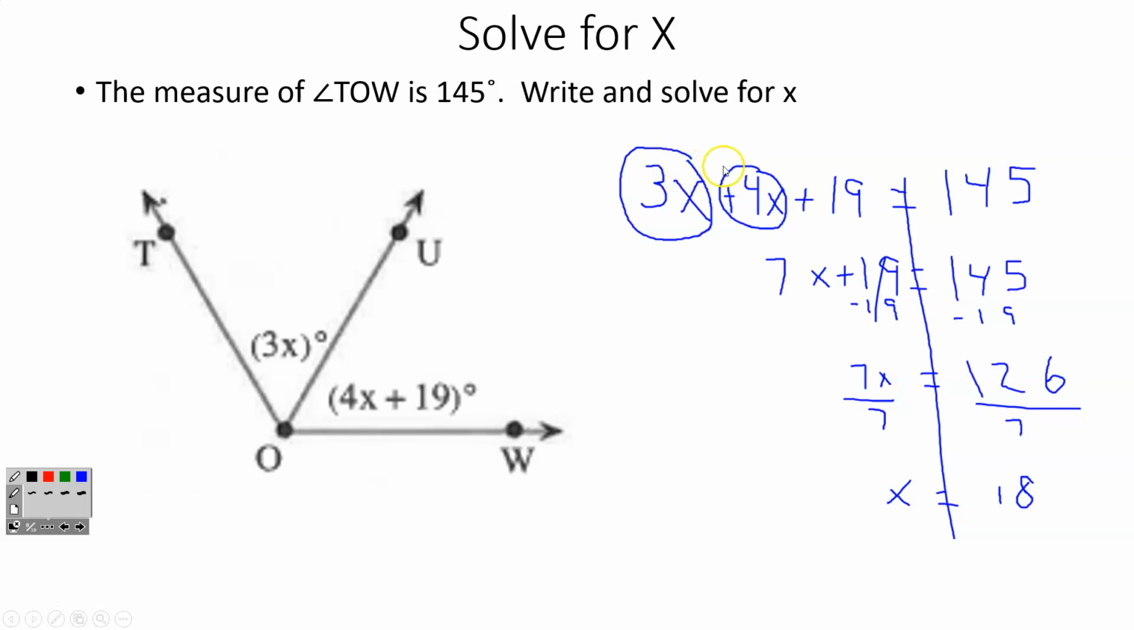So we're going to combine like terms. We're going to combine the 3x and the 4x, and that's where our 7x comes from. Bring down our plus 19. We need to get rid of that plus 19, so we're going to subtract 19 from both sides. That's going to give us a 7x on this side. 145 minus 19 is 126. We're going to divide both sides by 7 after that and get an answer of x equals 18.